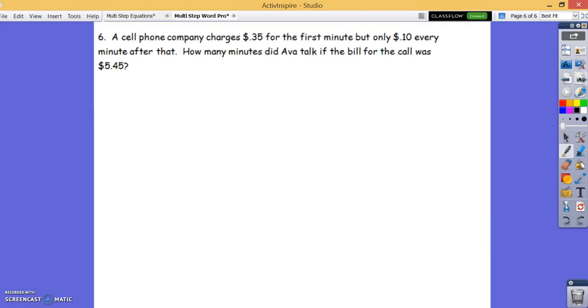Okay, and the last problem is up to you. Go ahead and try this on your own. You can decide if you want to annotate or not, but you do need to write an equation and solve. And we will go over that later.